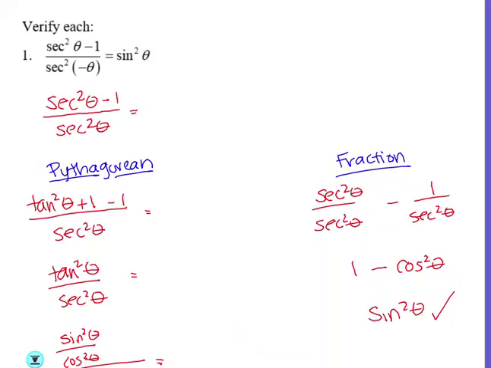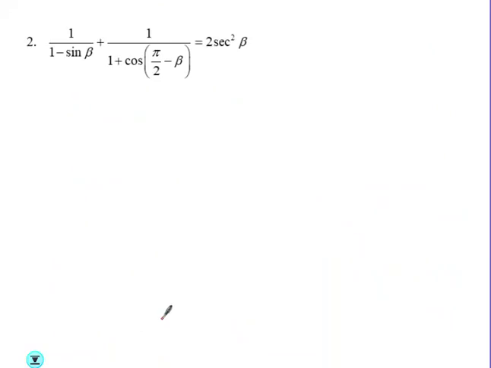Let's look at another example. Here we have 1 over 1 minus sine of beta plus 1 over 1 plus cosine of pi over 2 minus beta equals 2 secant squared of beta. So I'm going to start by using my cofunction identities to simplify this.